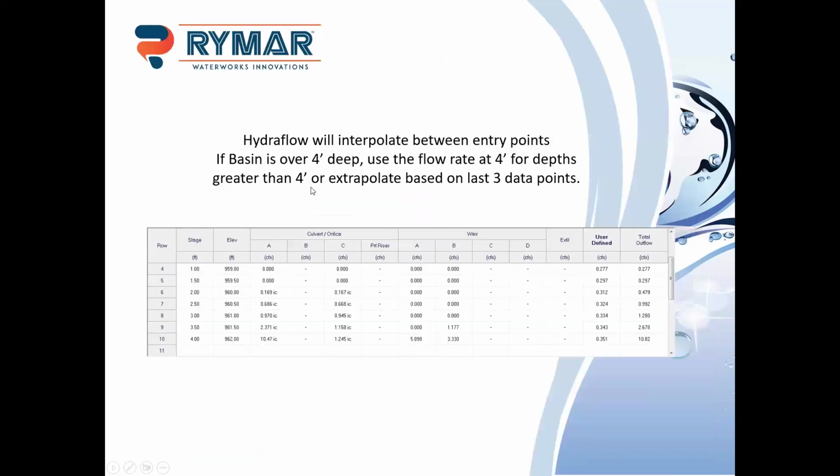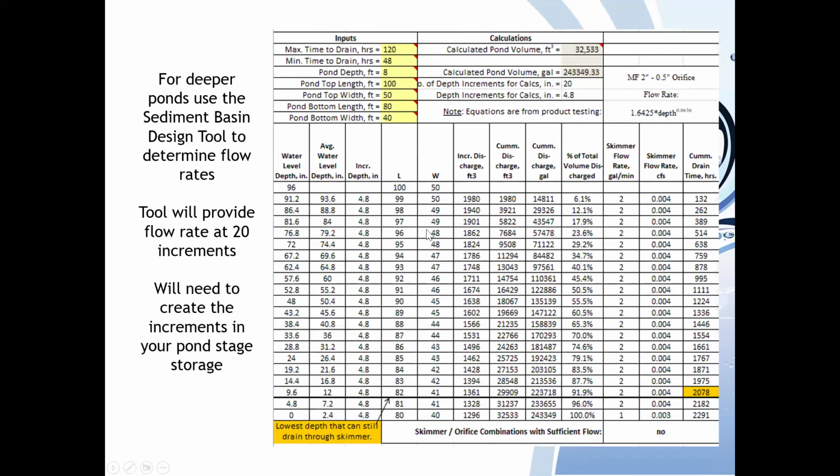Now, what happens if your pond's over 4 feet deep, which probably most permanent ponds are? You can do it a couple of different ways. You can either just maintain that flow rate at the 4 foot depth. You can use the last 3 data points and extrapolate it out. So you can see there's just a slight increase from 3, 3.5 to 4. Or if you've got a deeper pond, let's say your pond's 8 or 10 feet deep, you can go back to our tool we looked at before and put in that total pond depth here. So that we put in 8 feet.